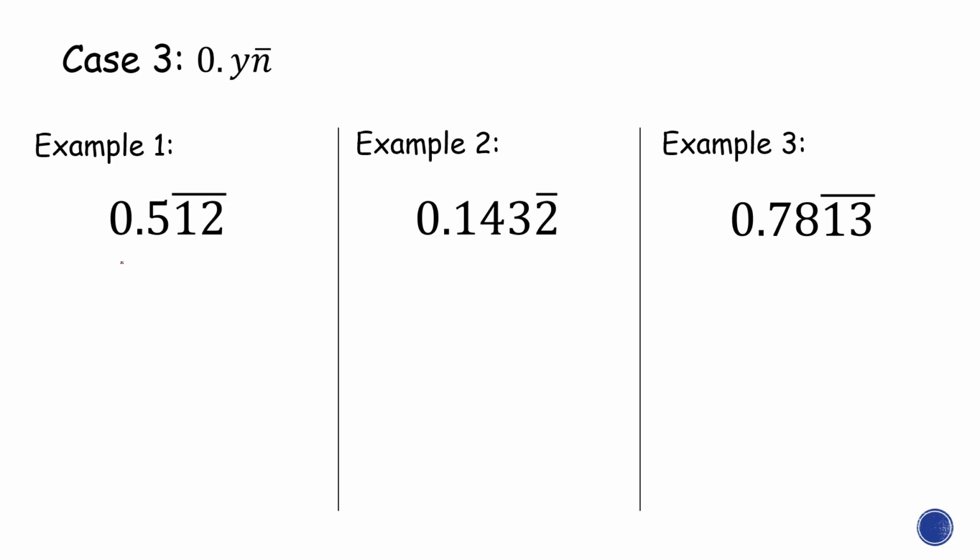Just like what we did in case number 2, we just take away that decimal point. So that's 512 and then subtract the non-repeating digit, which is 5. So this is 507. Now since there are two repeating digits, that's 99, and there is one non-repeating digit, that'll be 0. So let's simplify that. 507 divided by 990 is equal to 169 over 330. Okay, I will write it down.